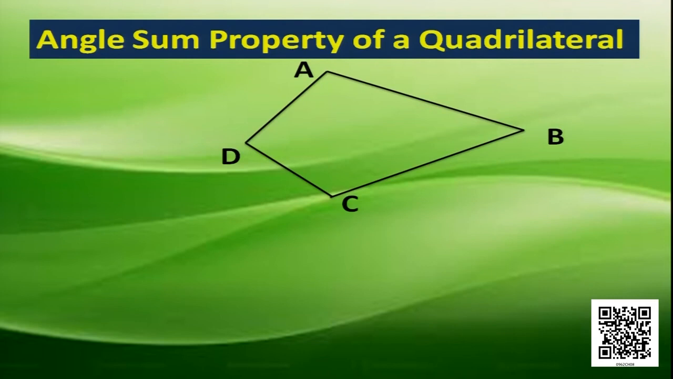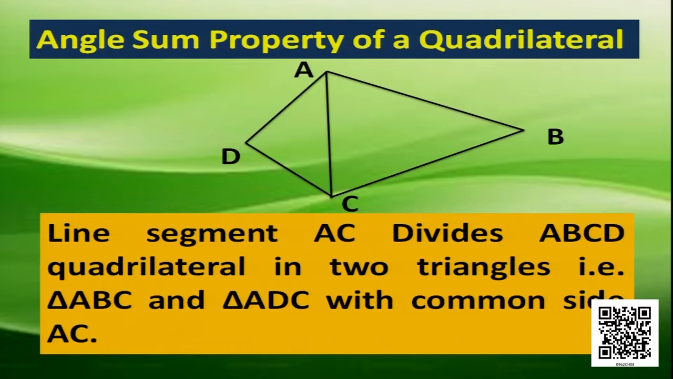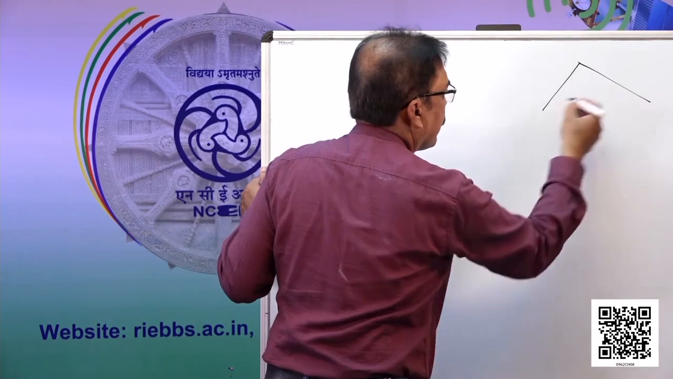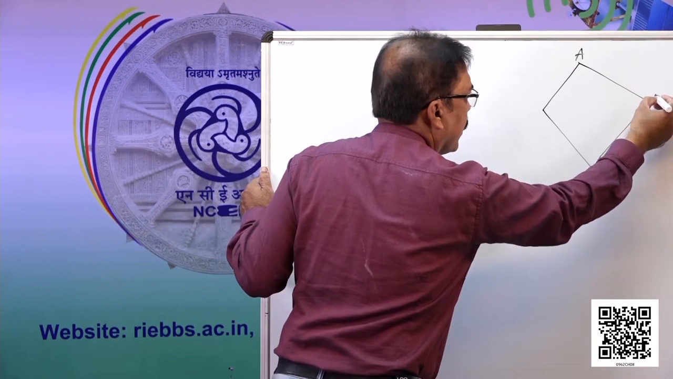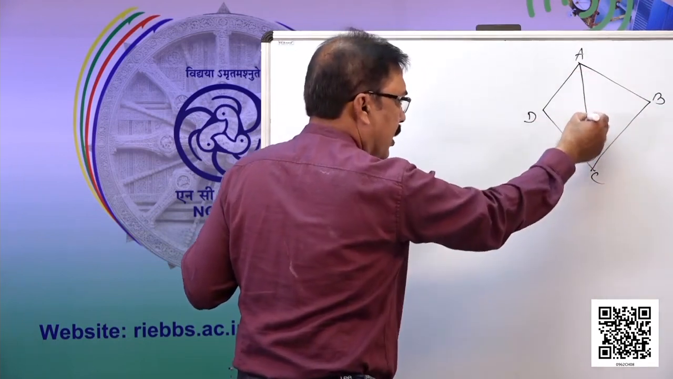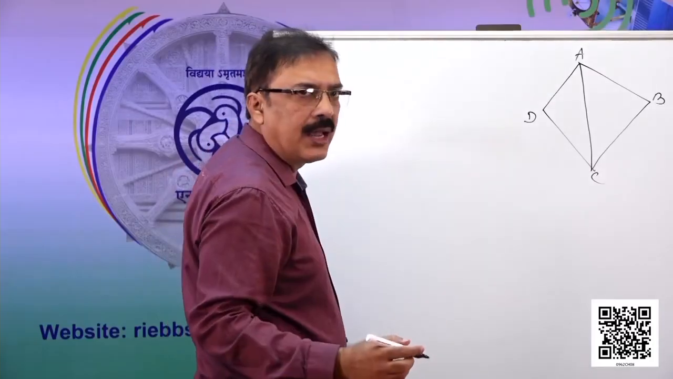Now in this figure you see ABCD is a quadrilateral. If we join AC, that is, if we draw a diagonal, then this diagonal divides this quadrilateral into two triangles. These two triangles are triangle ABC and triangle ADC with common side AC. Now let's see how to find the angles, as we discussed earlier in the case of the angle sum property of a triangle. Here also we can find the sum of the angles of a quadrilateral. In this figure ABCD, AC is the diagonal, we have two triangles ABC and ADC.